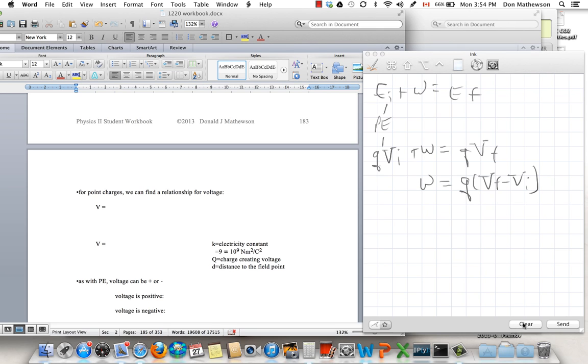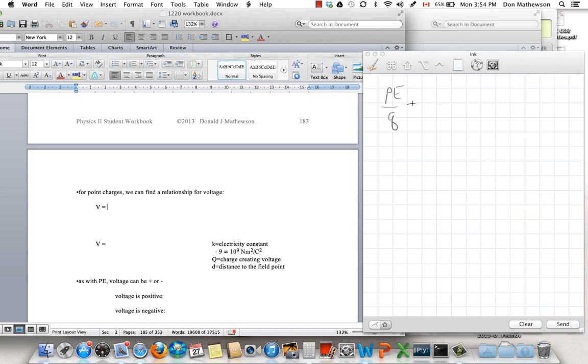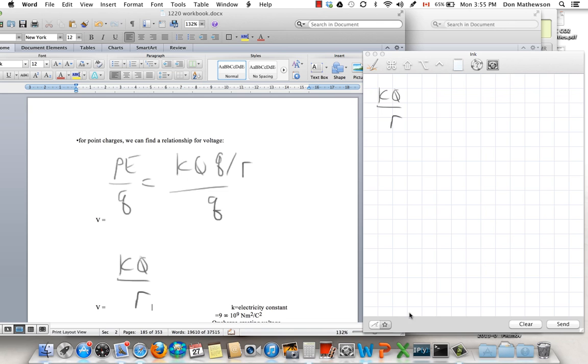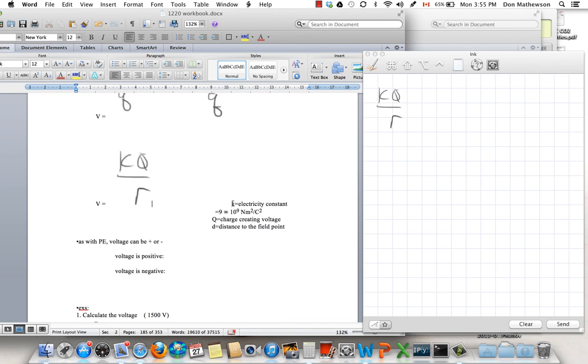Now, what is the relationship for voltage? Well, we said it's an energy per charge, and potential energy we know is kQ over r. So if you divide by Q, then what you get for voltage is kQ over r. So this is the voltage or electric potential of a point charge Q. k is 9 times 10 to the 9 as always. Q is the charge creating the field.